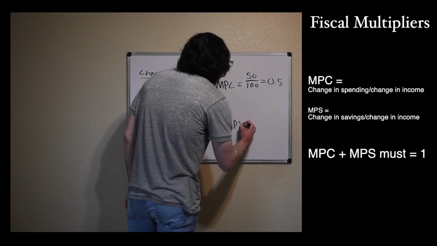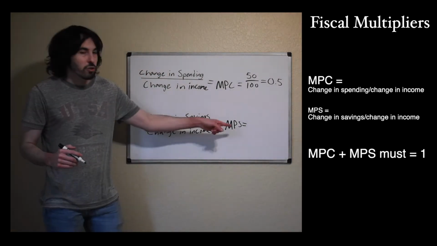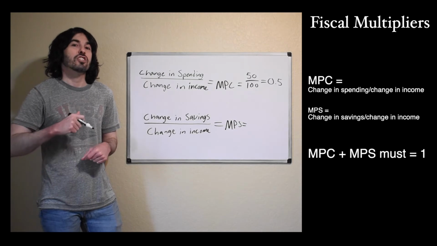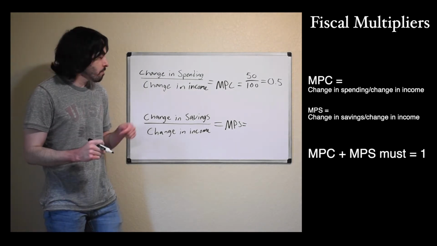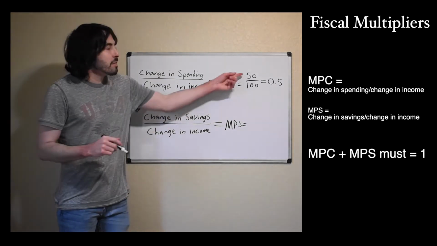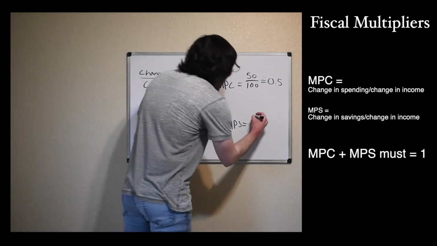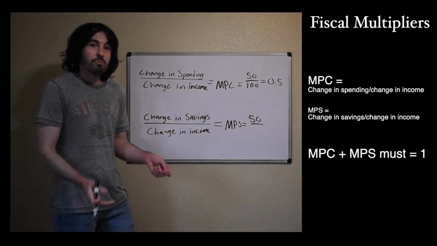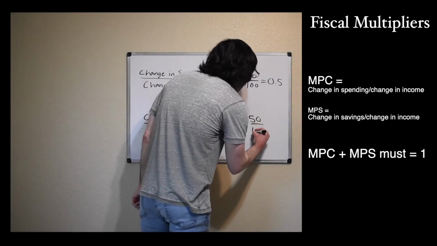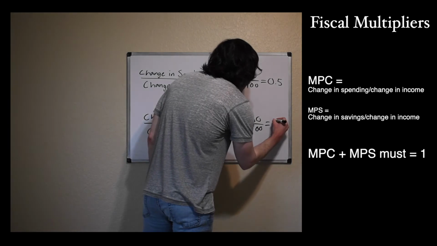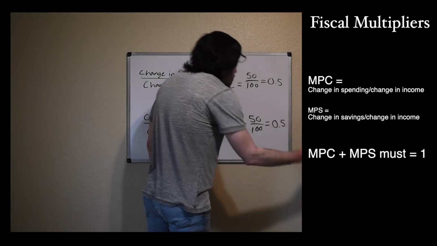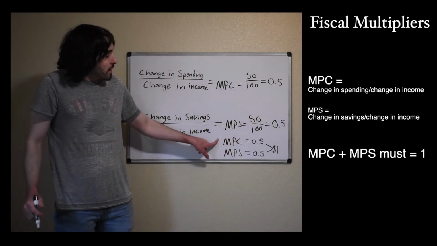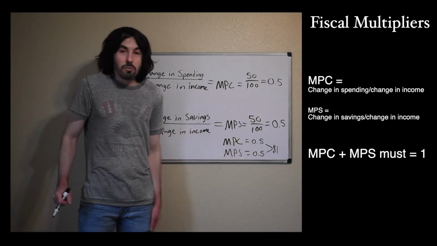So we can also figure out our MPS, the marginal propensity to save, or on average, how much people are saving out of each additional dollar in disposable income they're earning. So my change in savings, I spent $50, so I saved the other $50. My change in savings was $50. My change in income was the $100 that Mercedes spent at my store. So it's going to be 50 divided by 100, and that comes out to 0.5. Hooray! My MPC is 0.5, my MPS is 0.5.